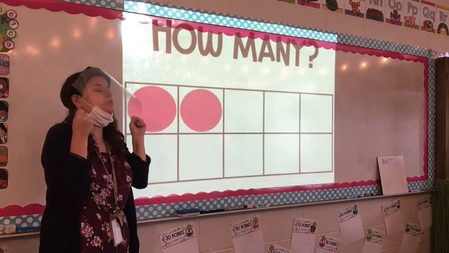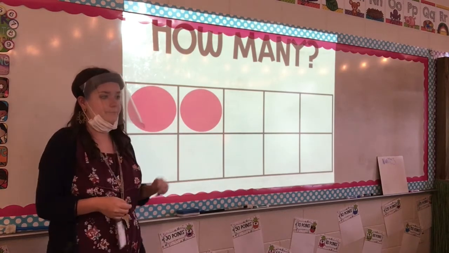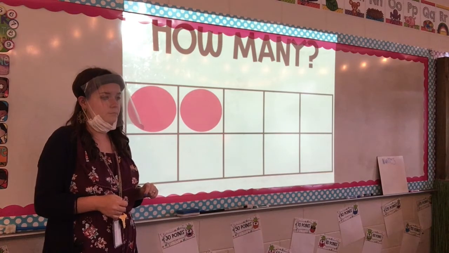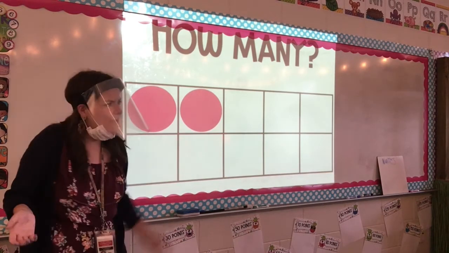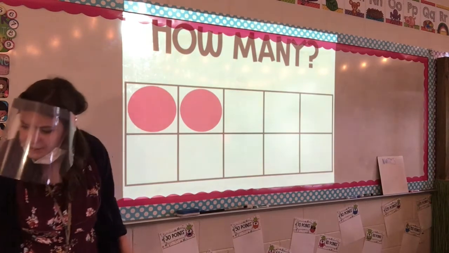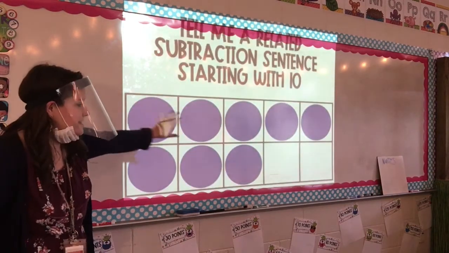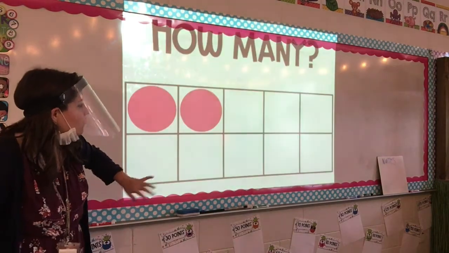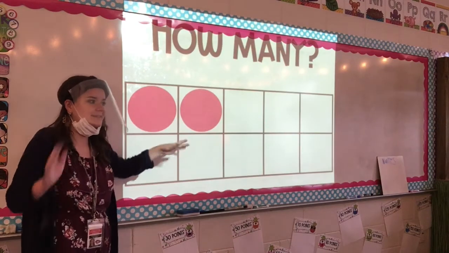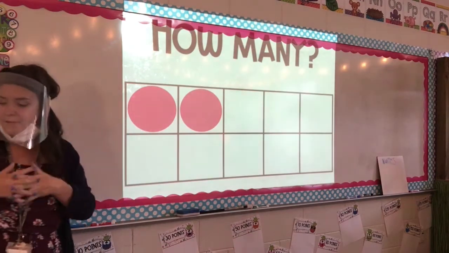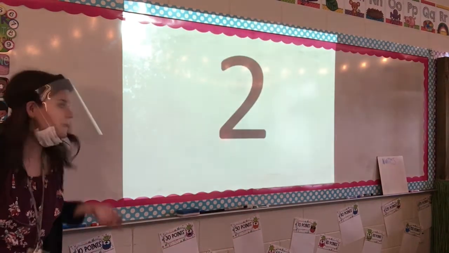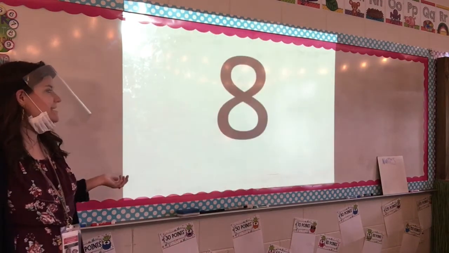Brantley, how many more do I need until I have all 10? 8. I need 8. Hey, we just did that one. We just did one where we had 8 and we needed 2. Now we have 2 and we need 8. It's the same number, friends, to 10. So we have 2 and we need 8.